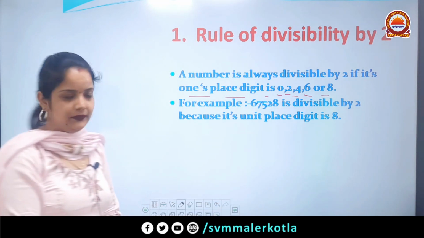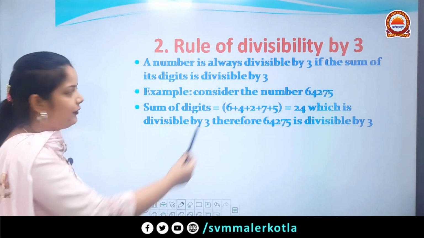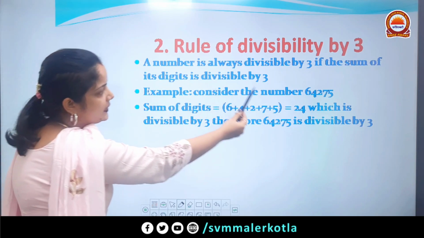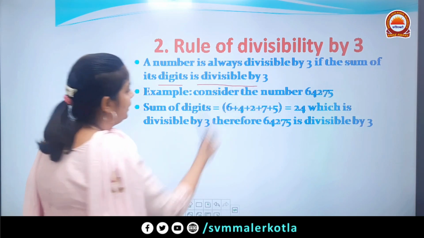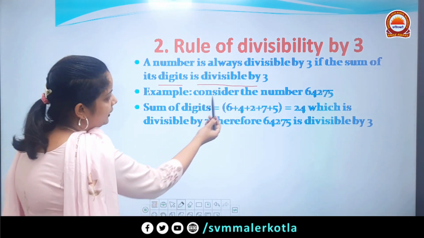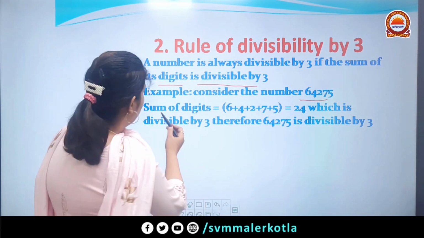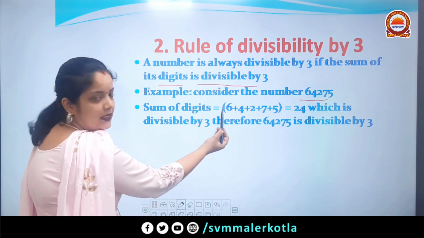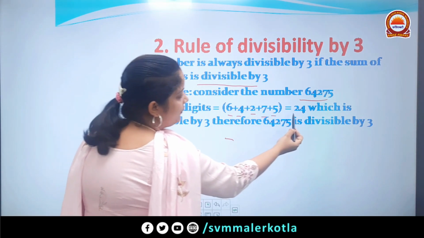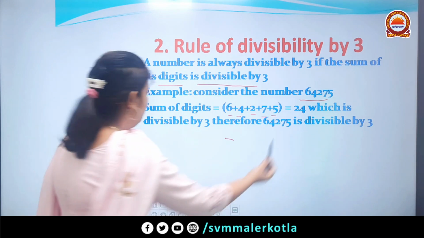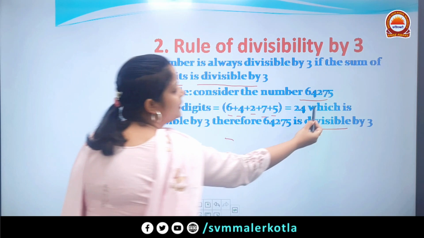Next, rule of divisibility by 3. A number is always divisible by 3 if the sum of its digits is divisible by 3. For example, consider the number 64275. Sum of the digits is equal to 6 plus 4 plus 2 plus 7 plus 5, which is equal to 24. 24 is divisible by 3, so this whole number will be divisible by 3.